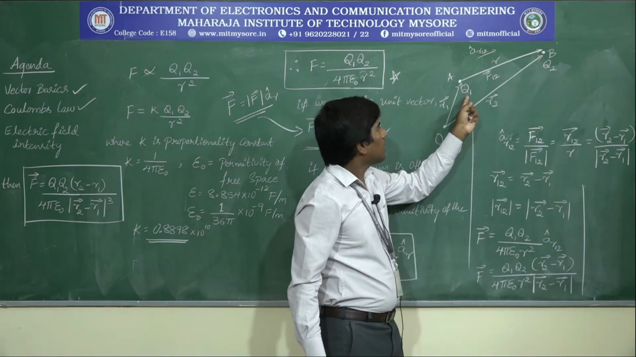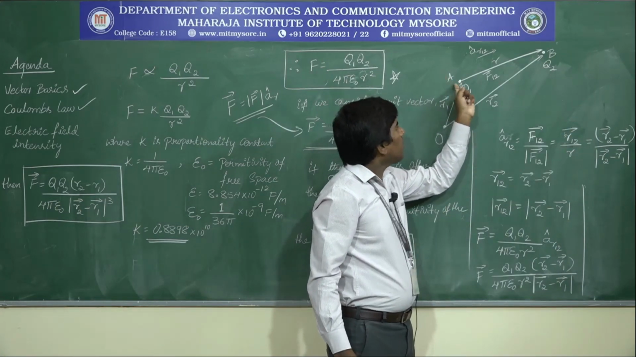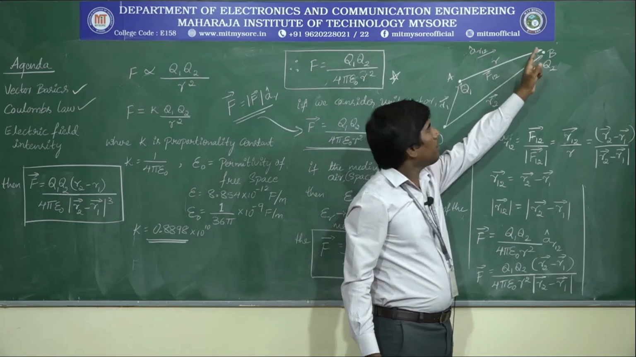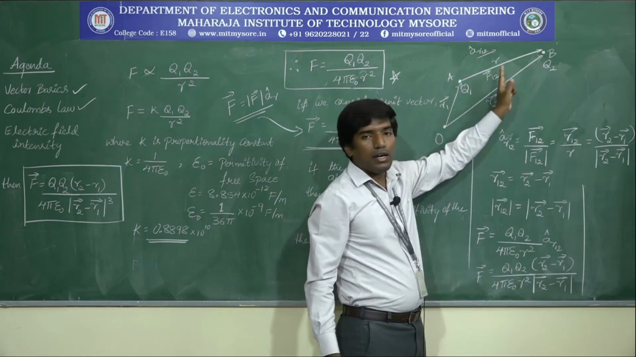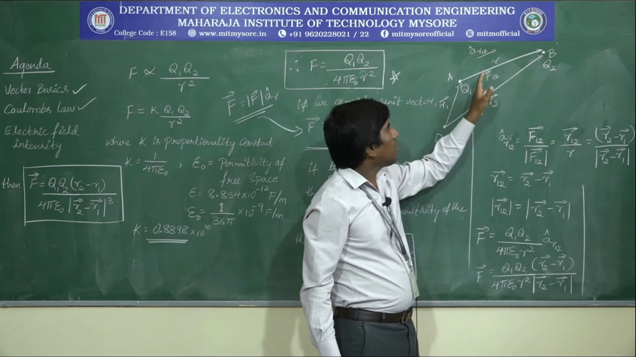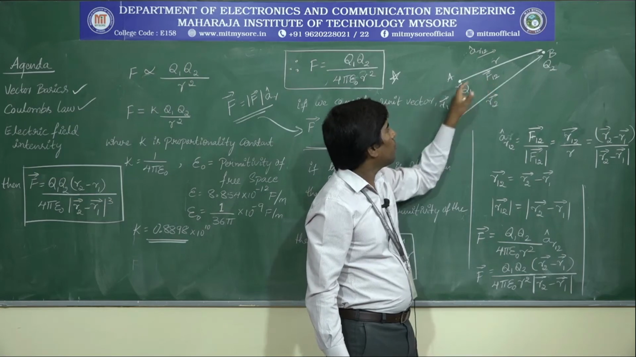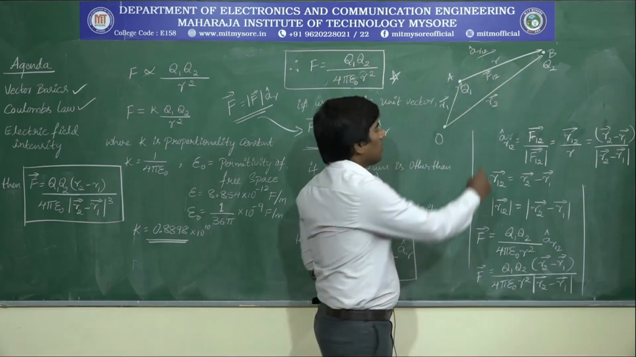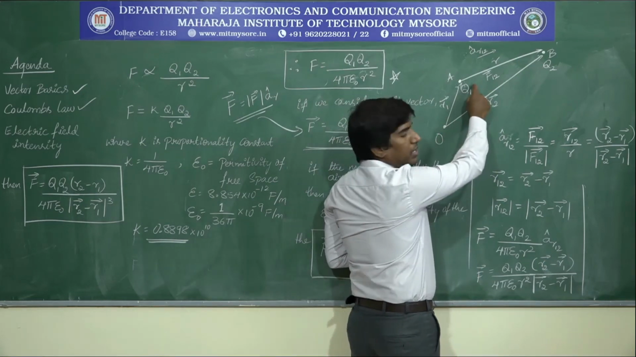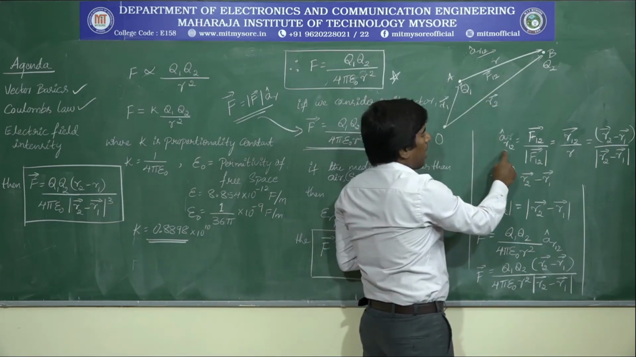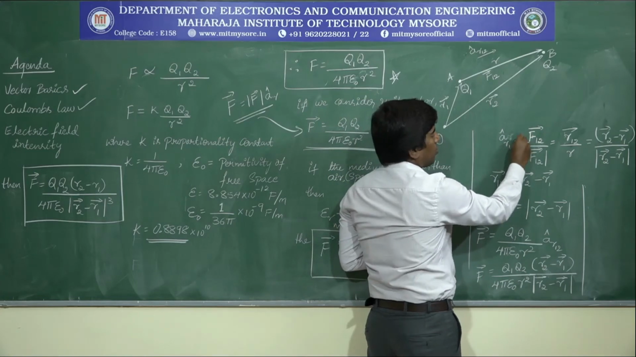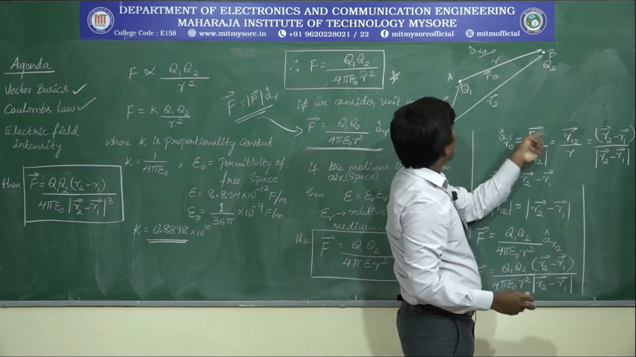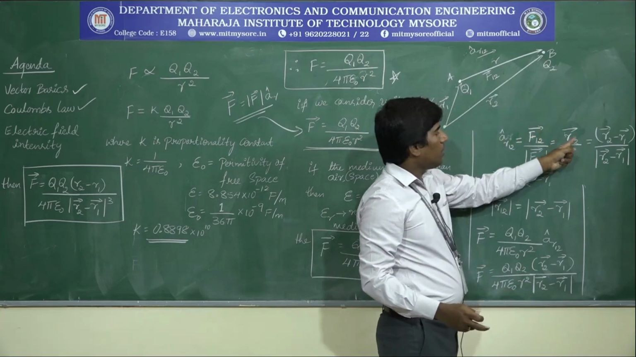The force exerted from charge A on B is considered as F12. The force exerted from point B on point A is considered as F21. So in this case, I am considering only F12, the force acting from point A to point B. Coming to the direction of this particular experimental setup, A cap R12 is the ratio of that vector divided by its magnitude.